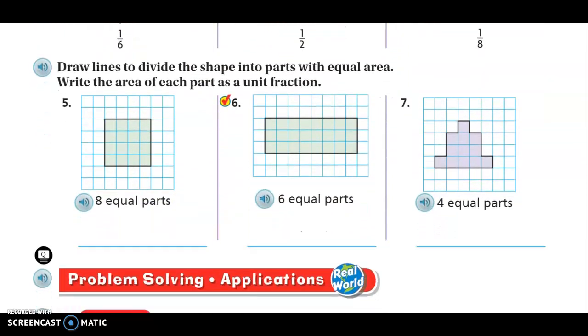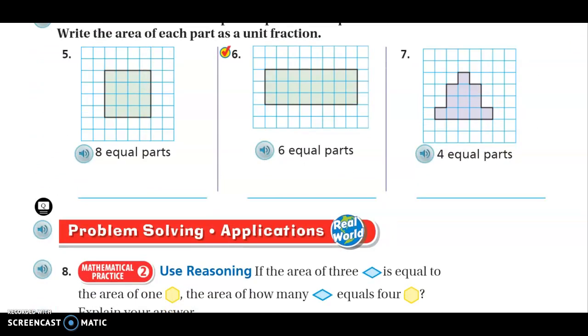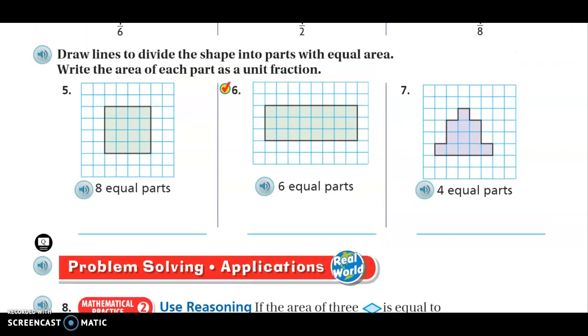Alright, so this is what we worked on in the first section that we spent a lot of time practicing, so I'm going to give you guys a chance to work on this. It says draw lines to divide the shape into parts with equal area. Write the area of each part as a unit fraction. So this square right here, I want to see 8 equal parts. This rectangle here, make it into 6 equal parts. This polygon here, make into 4 equal parts.